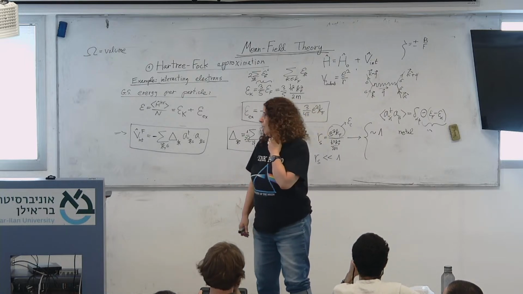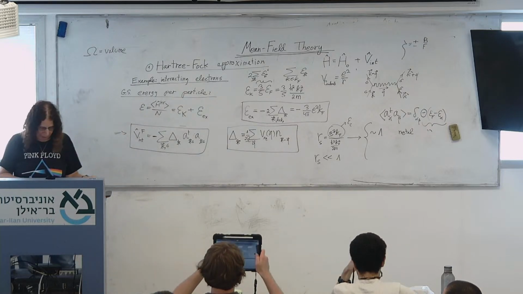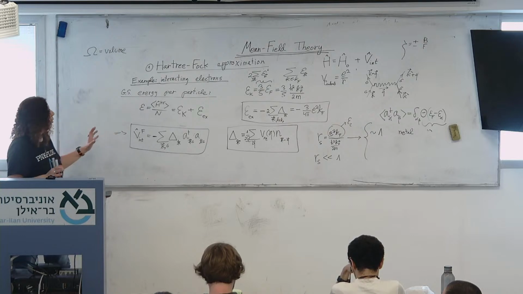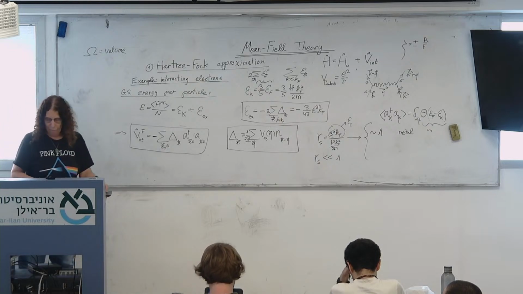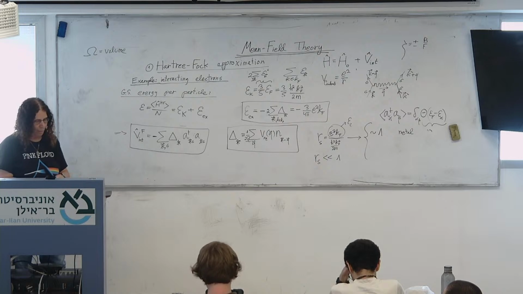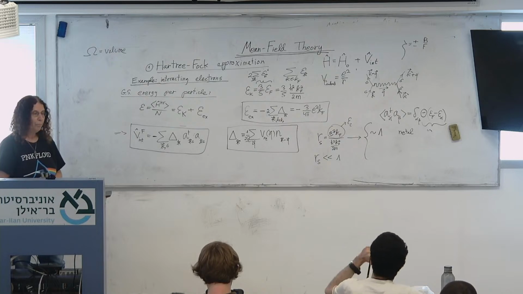Okay, I think this is where I stop talking about the Hartree-Fock, because I don't think I have time for the part that I said, higher order in perturbation theory. Any questions about this before we switch to the next example?